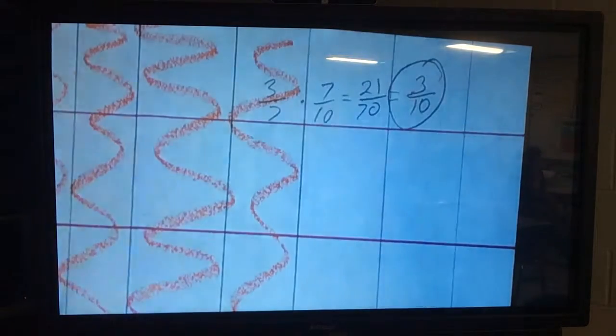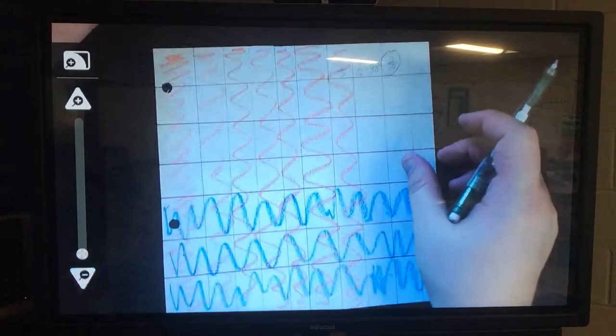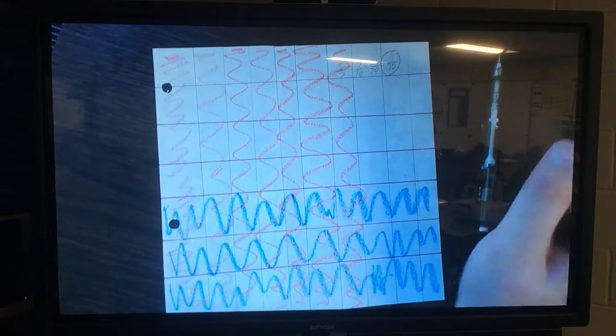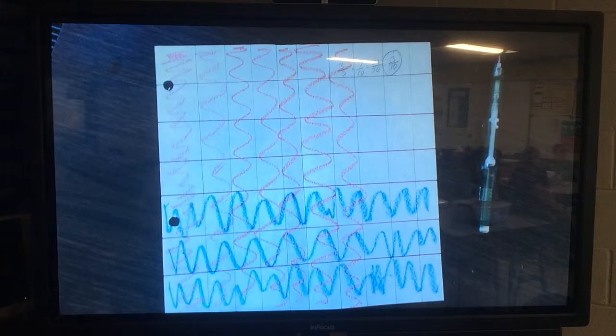So 3/10 of this area model is the product. So 3/10 overlap. Now I hope that this example that I did helps you better understand how area models can represent fractions multiplying other fractions.